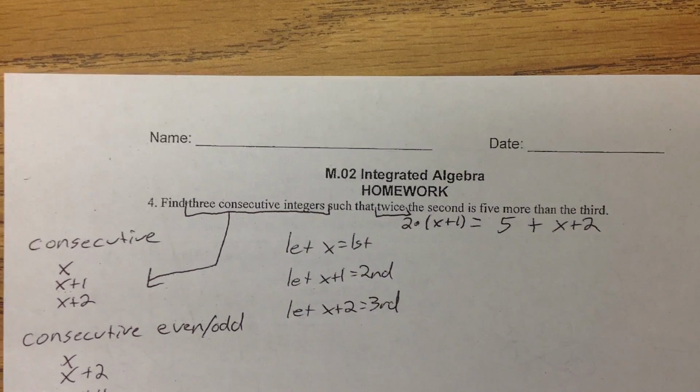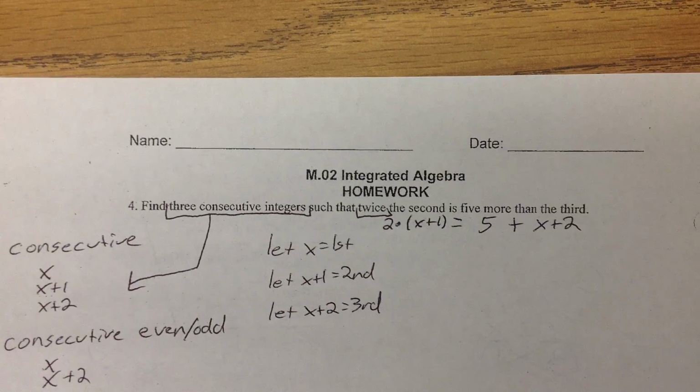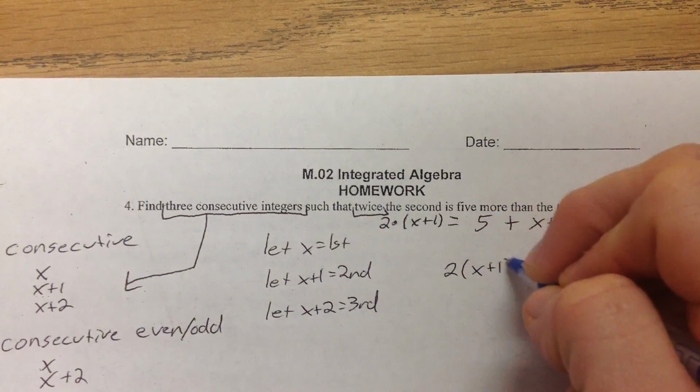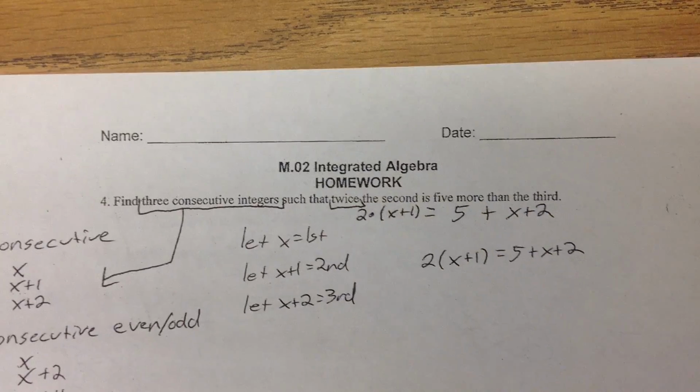Now, this sometimes makes kids a little nervous because they're like, wait, I didn't use the first let statement. That's going to happen sometimes. You're not necessarily going to use all of the let statements in your equation. Just translate it piece by piece and just kind of do what it tells you. Don't go adding anything extra. So we've got 2 times (x plus 1) equals 5 plus x plus 2.